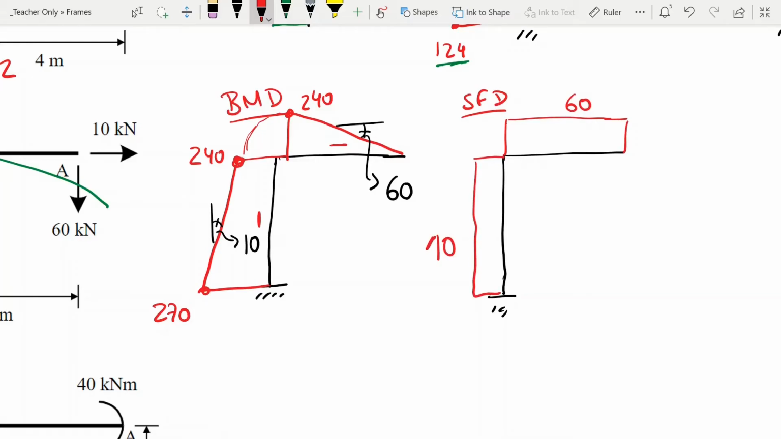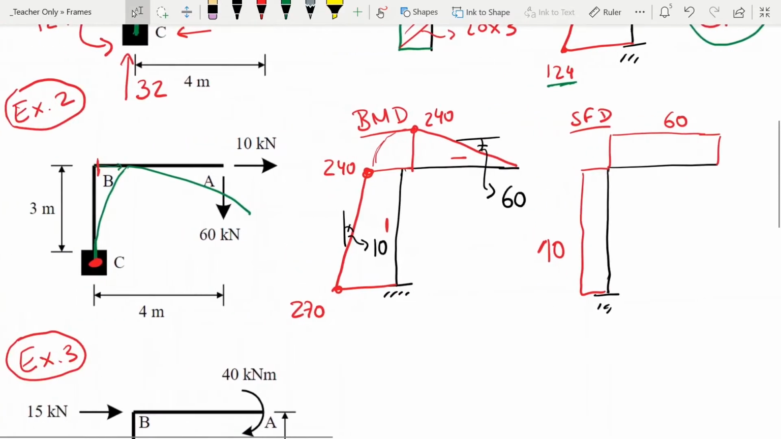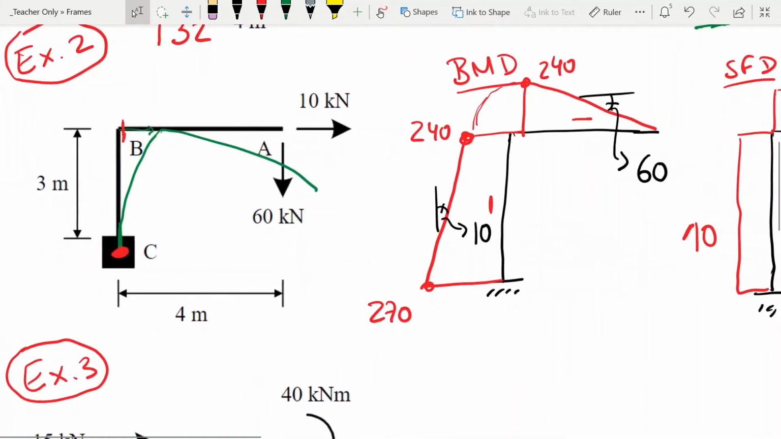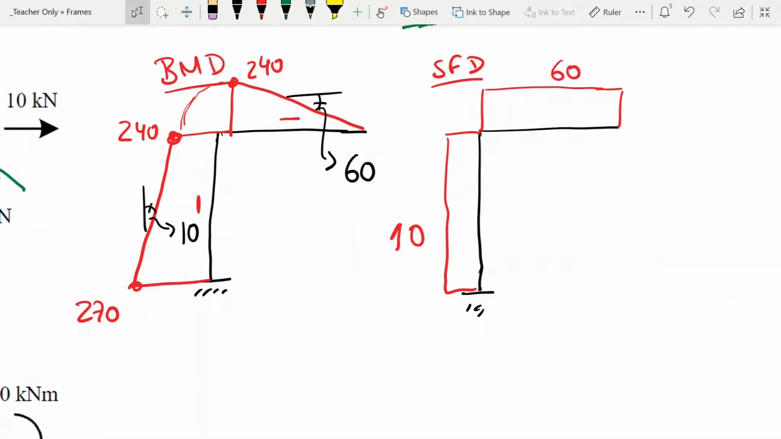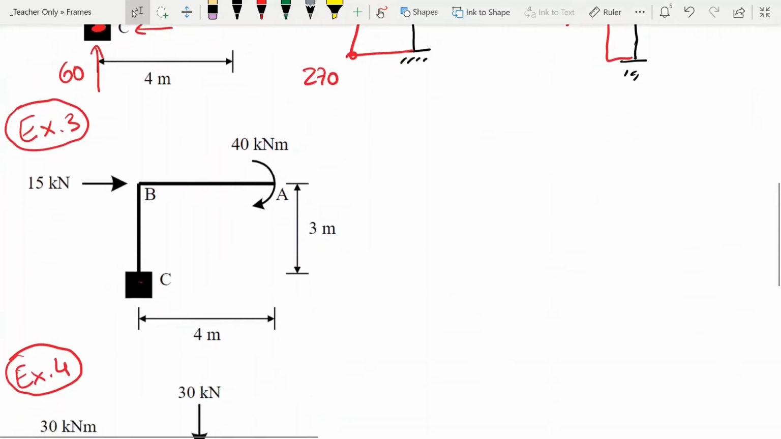And now let's see if this will make sense with the reactions. If you guys check the reactions now at the end, the horizontal reaction will be 10 to the left, which matches well with this 10 here for the shear force. And we know that the vertical one is 60, which then is the shear force for your beam BA. So this is all looking good. Let's check the next problem.